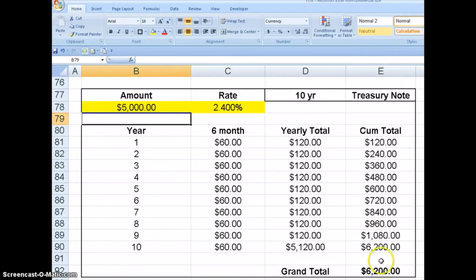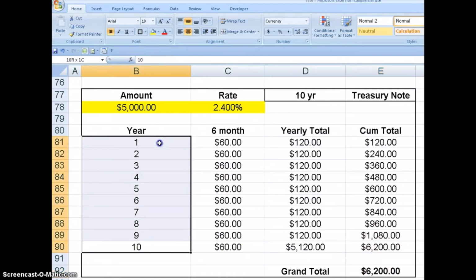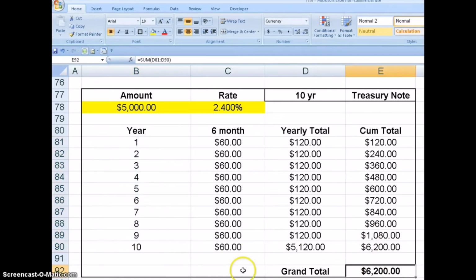You can kind of work backwards too. Let me just say it like this. Say for college you need $5,000 at 10 years time. Say that's going to cover this child's books and things like that. So you want this grand total to be $5,000, and you know the rate is 2.4%. So how much would you need to put in as the amount in order to get this to be $5,000?